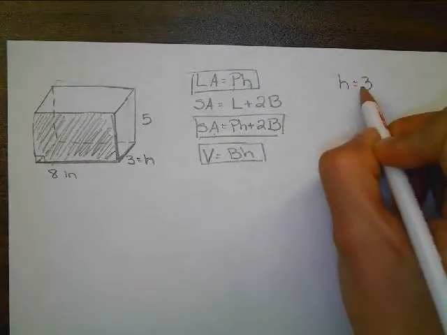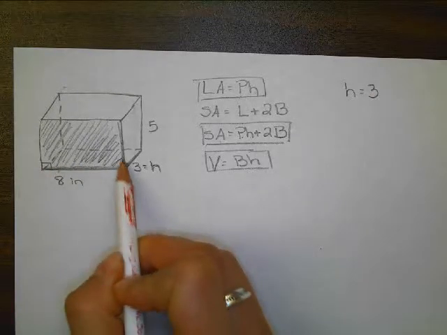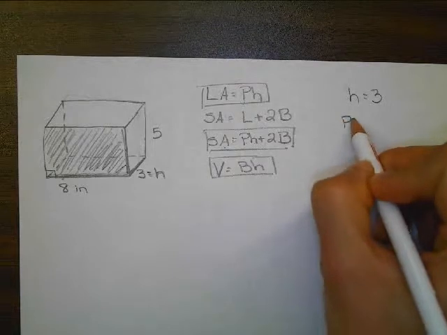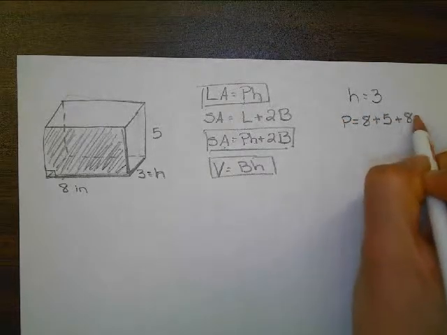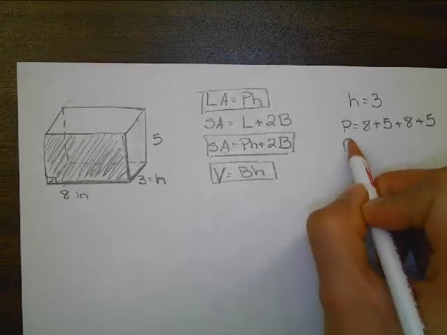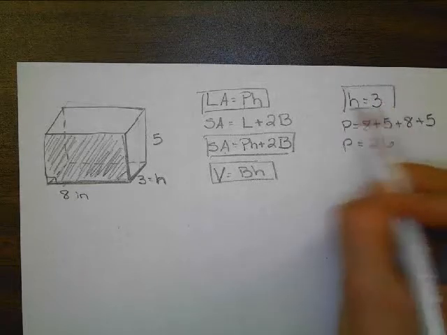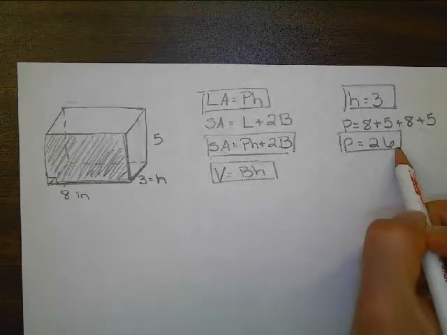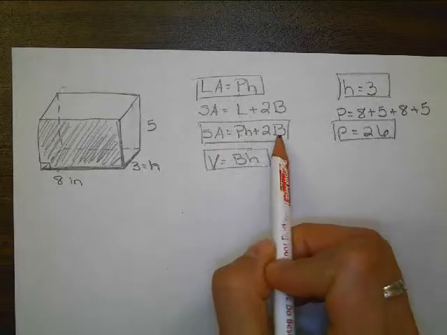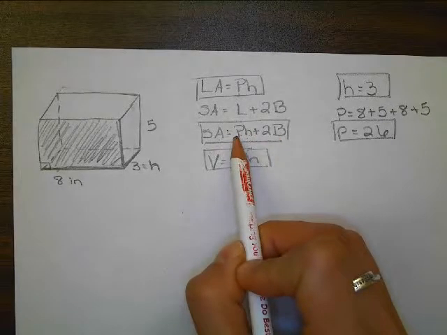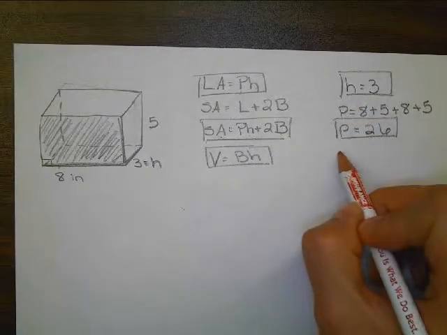H is 3. Now if I want perimeter of the base, I know it's 8 by 5, so to find perimeter I just add up all the sides. So that would be 8 plus 5 plus 8 plus 5. And that's 26. So my height's 3, my perimeter is 26. Now I just have to find big B. If I find big B, then I'll have all the variables that I need to plug into my lateral area, surface area, and volume formulas.